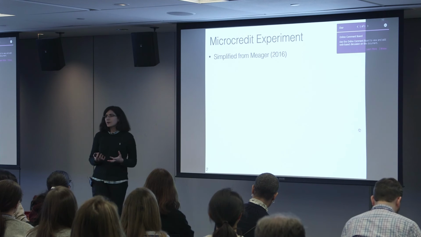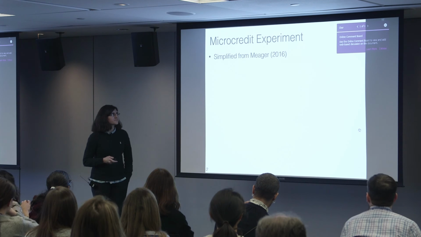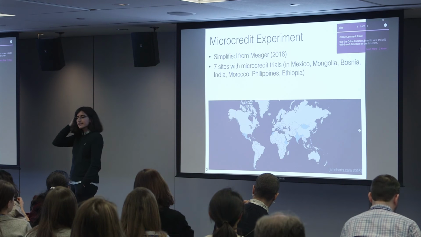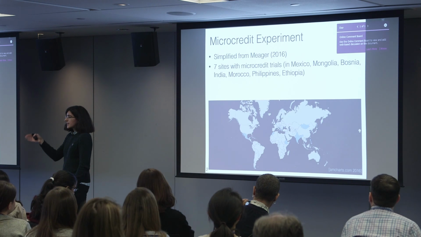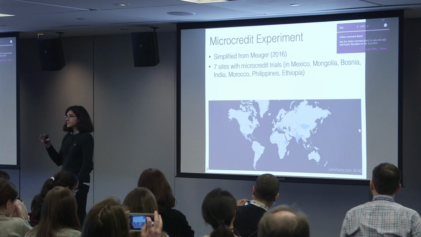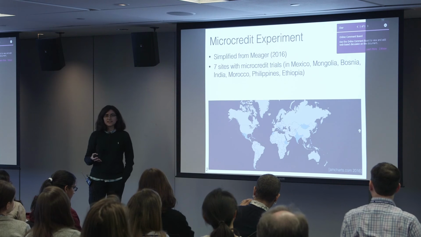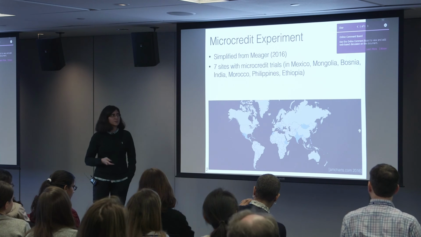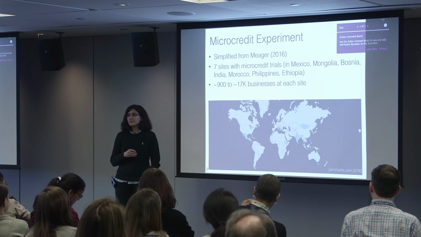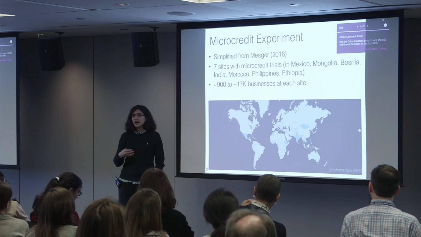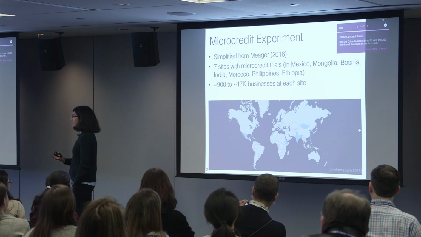I'll be talking about how we can again develop a toolbox for people like Rachel, for practitioners. So in particular, in the case of microcredit, we have data, Rachel has data, on sites in 7 different countries, ranging from Mexico to Ethiopia. And at each of these sites, a randomized controlled trial took place. So each one of the businesses, there were between about 900 and 17,000 businesses per site, either received microcredit or it did not. And again, we want to ask, is microcredit actually helping people?